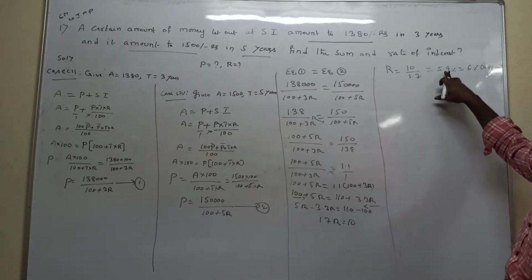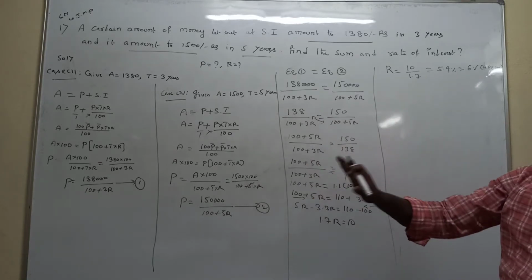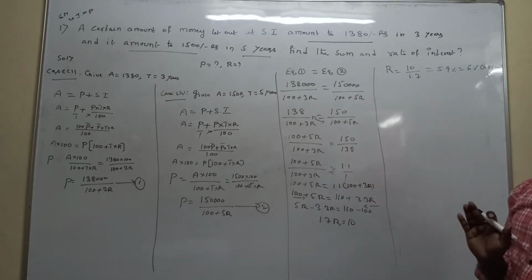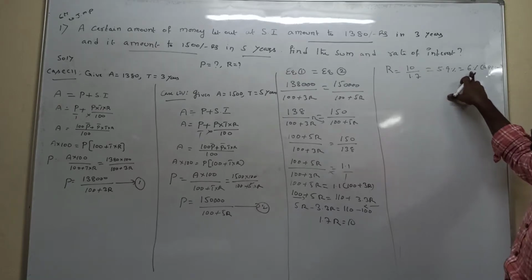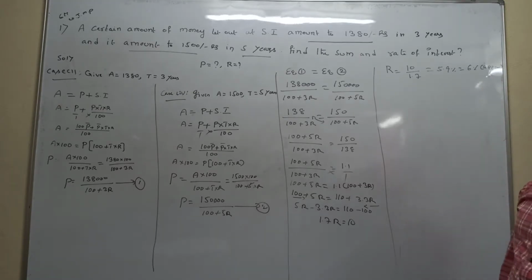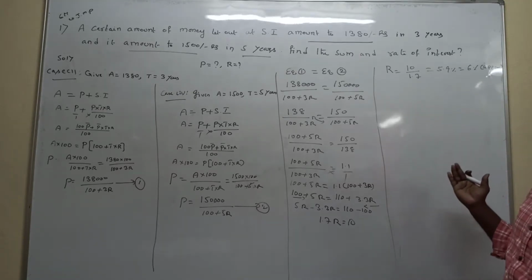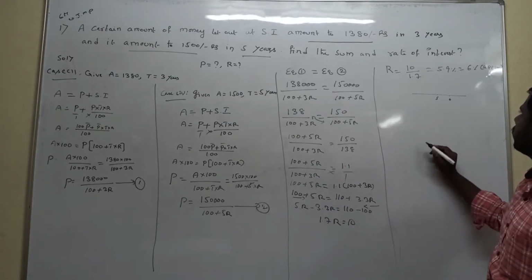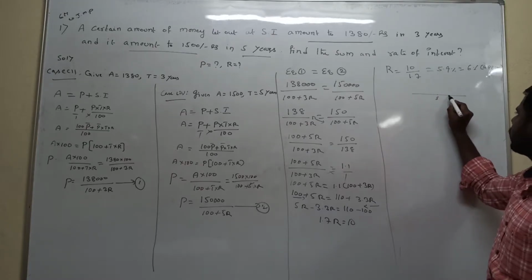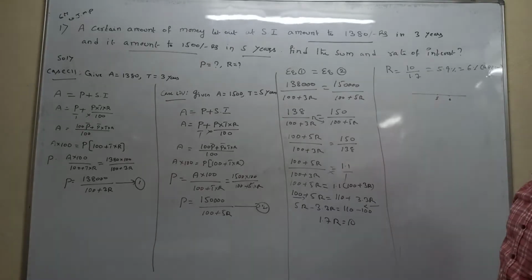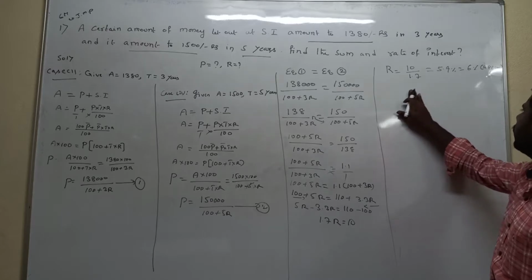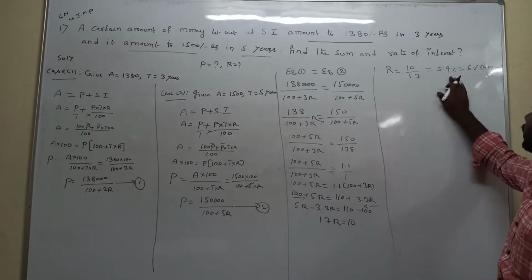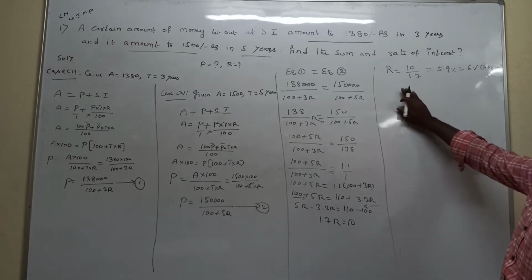Or else, by substituting in either equation 1 or equation 2, we get the value of P. But I am taking 6, so approximately 6%. Don't get confused about why I am taking 6%: the value is 5 point something, near to 6. That's why we take exactly 6, approximately 6%. So now we have got the r value.